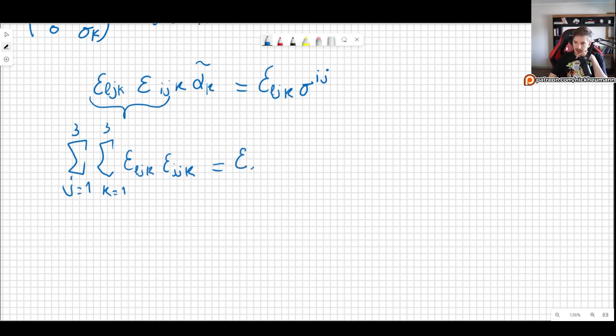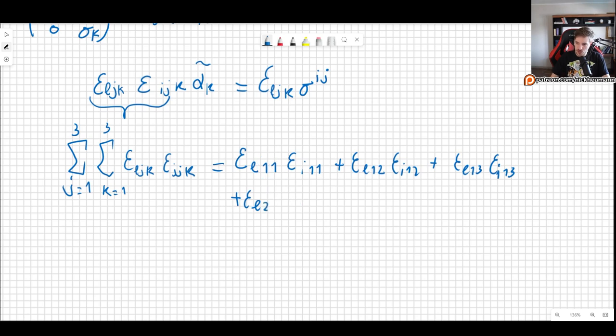So epsilon L, and we have to go through every single case. This is ijk. So i = 1, 1, plus epsilon L 1, 2, epsilon i 1, 2, plus epsilon L 1, 3, times epsilon i 1, 3. Then we go plus epsilon L. Now we went through all the possible values for 1 here.